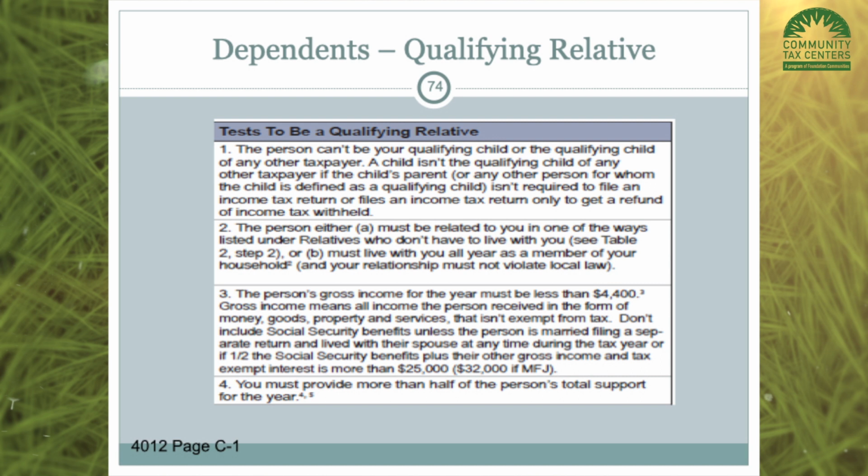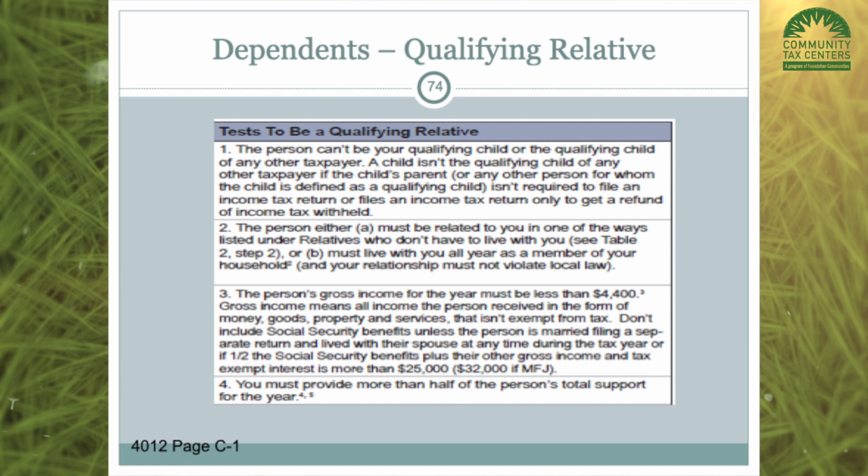Then we have number 2. The person must either be related to you in one of the ways listed under relatives who do not have to live with you. We're going to look at that table, but that is like your aunts, uncles, your parents, niece, nephew, to be considered a qualifying relative, or must live with you all year as a member of your household. And so part B, must live with you all year as a member of your household.